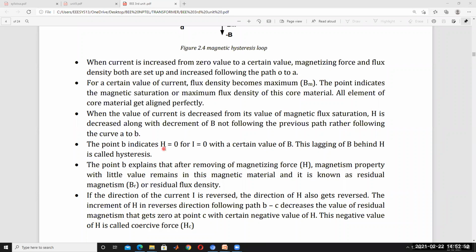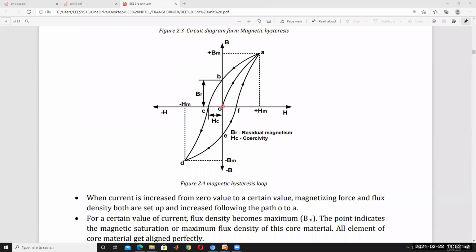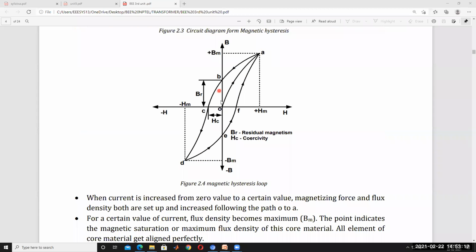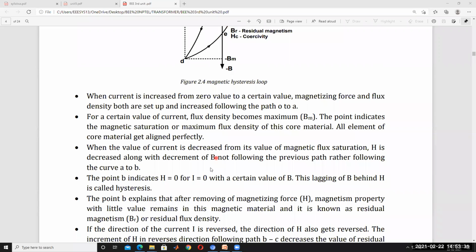The point B indicates that H is equal to 0 and I is equal to 0. That means the magnetic field intensity is 0, so the current is 0. With a certain value of B remaining, this lagging of B behind H is called hysteresis. Even though the current or magnetic field intensity of the magnetic material is 0, the magnetic flux density cannot be 0. That's why this curve becomes non-linear. That is called hysteresis.